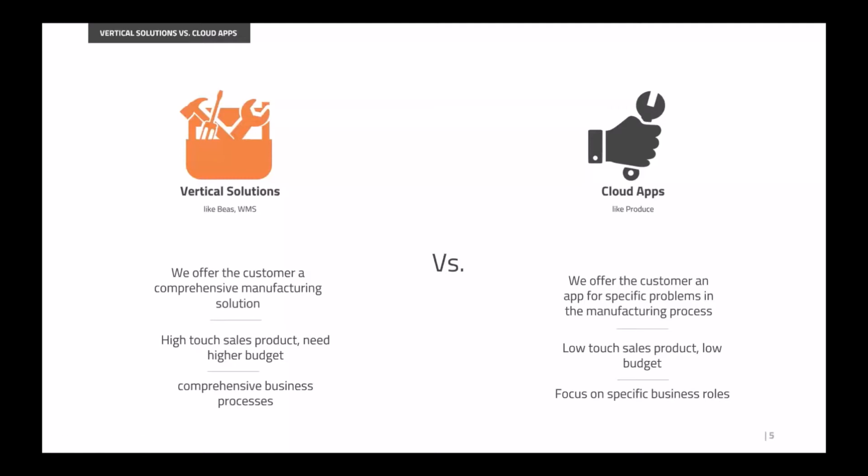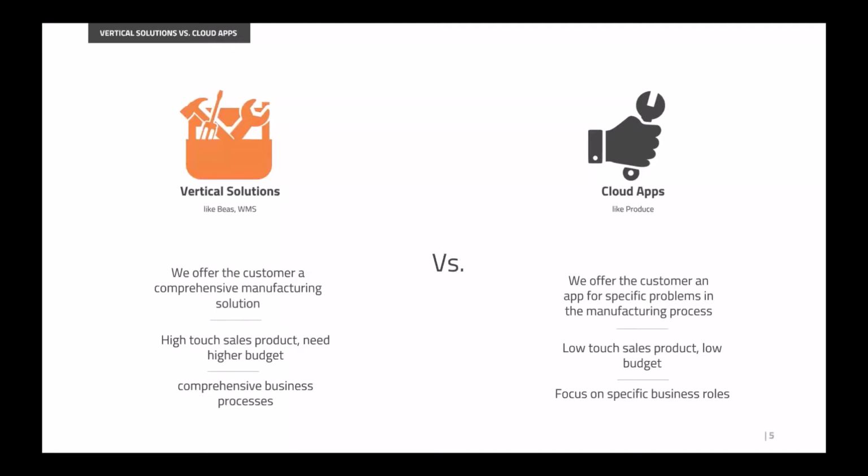vertical solutions like Beas or like WMS. In the case of vertical solutions, we offer the customer a very comprehensive solution. In case of Beas, a manufacturing solution, but a very comprehensive solution. This solution requires much more sales effort. That means the sales cycle is longer. You have more Q&A sessions in this cycle, and of course the customer needs a higher budget.